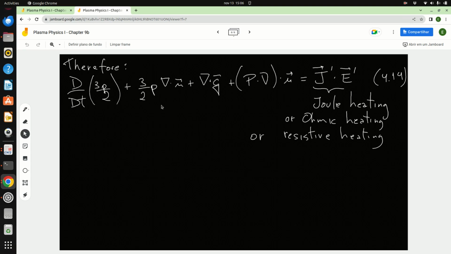Then, from now, we can think about the electrodynamics of a conducting fluid. That is section 5: electrodynamics of a conducting fluid.